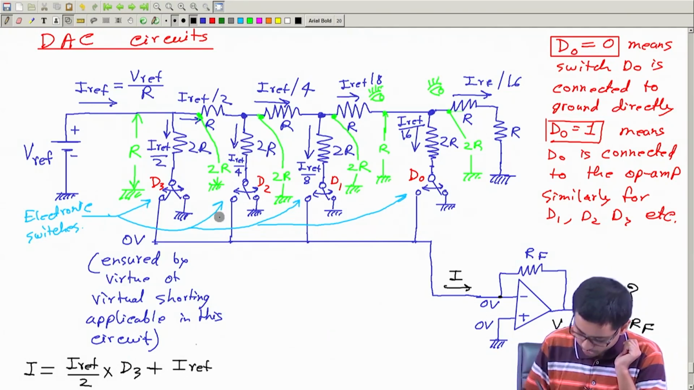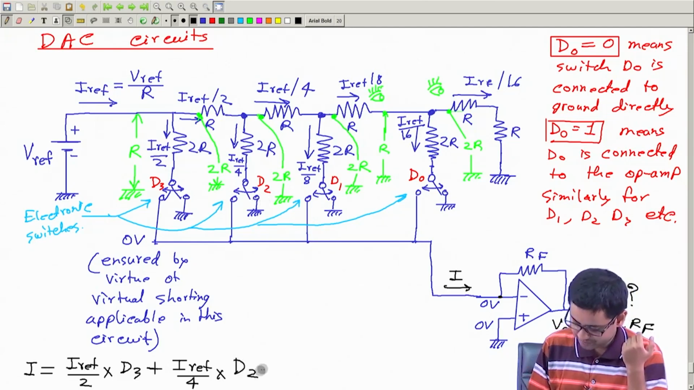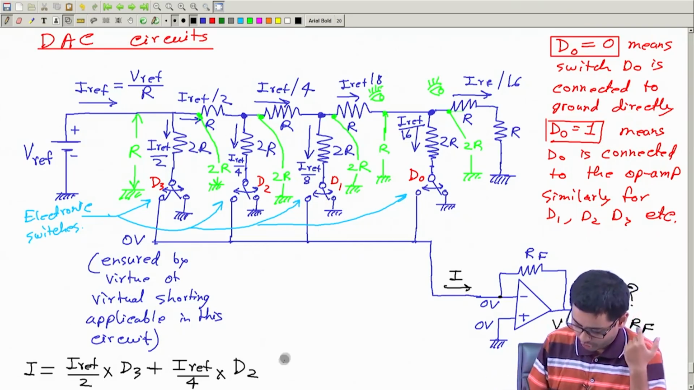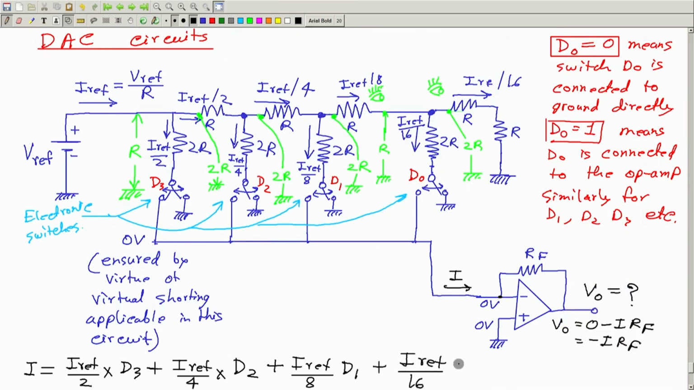IRef by 4 multiplied by whether this actually comes here or goes directly to the ground, which means D2. Similarly, this current I may have to add or may not, so I write IRef by 8 multiplied by D1. Similarly, this current, IRef by 16 multiplied by D0. So this is I, and if this is I, then I can write V.